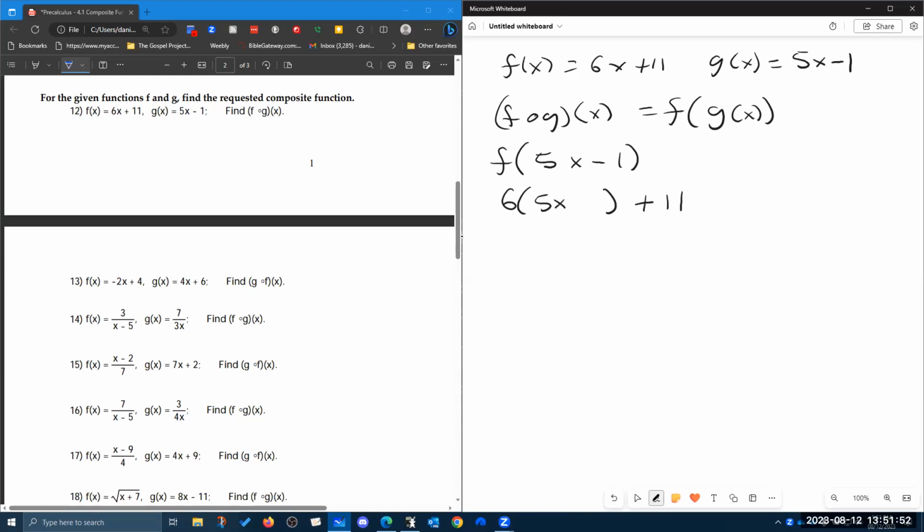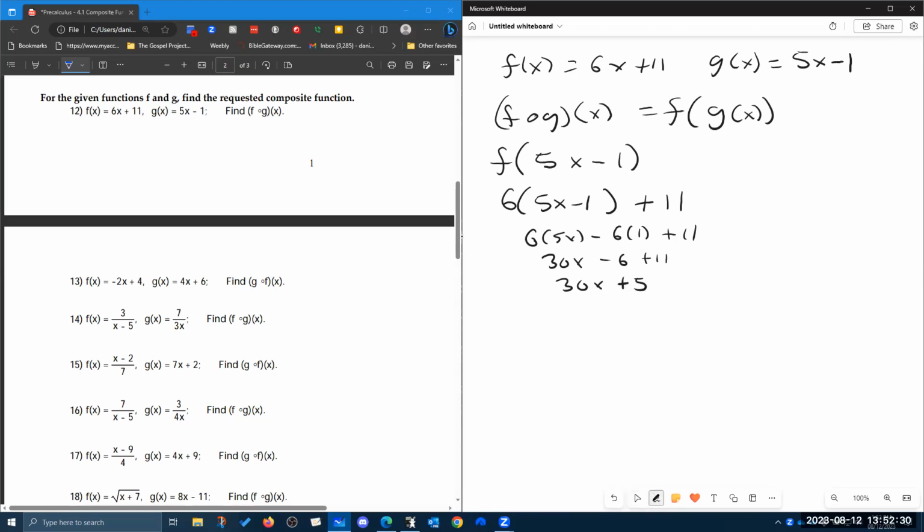And I'm going to plug in that inner function, and I'm going to evaluate and simplify here. So 6 times 5x minus 1 times 6. 6 times 1, excuse me. 6 times 5x is 30x, minus 6, plus 11 is 30x plus 5.